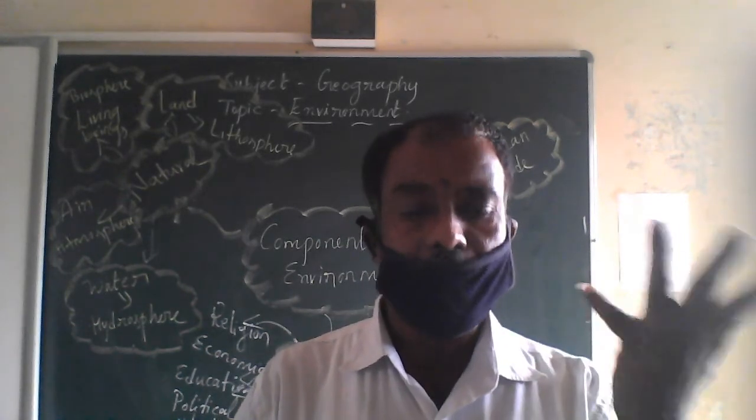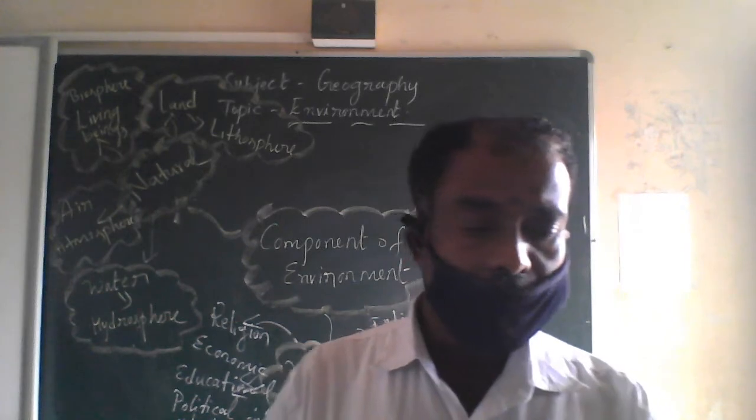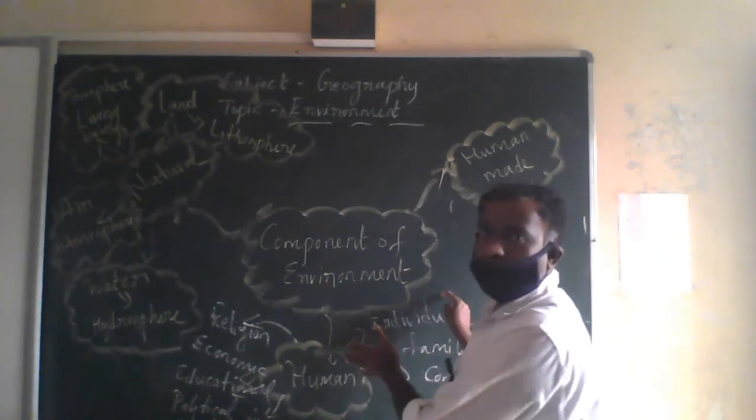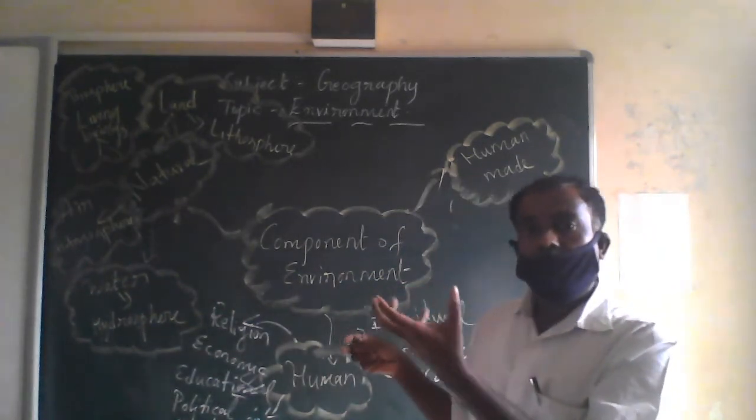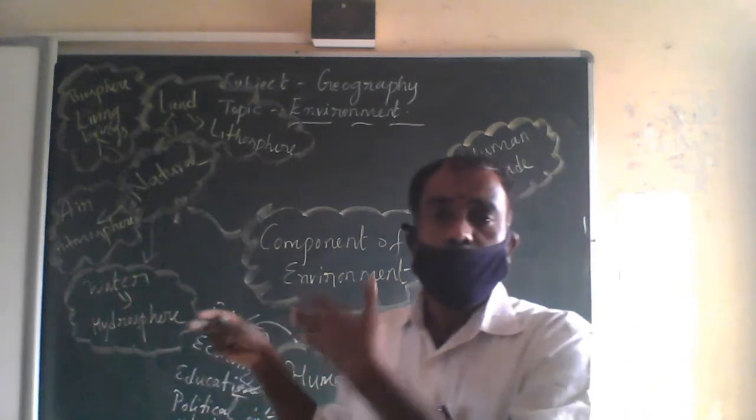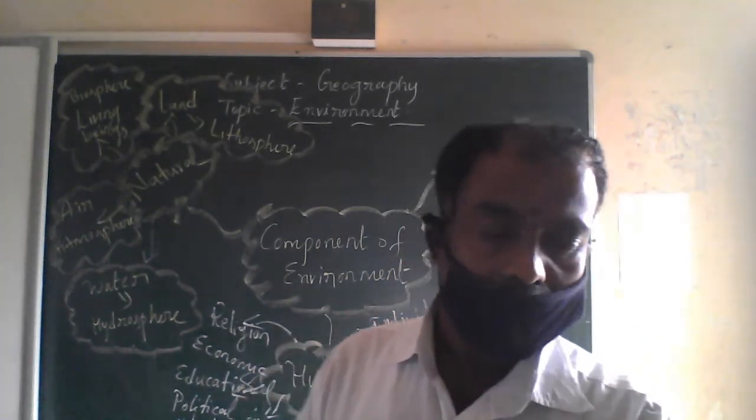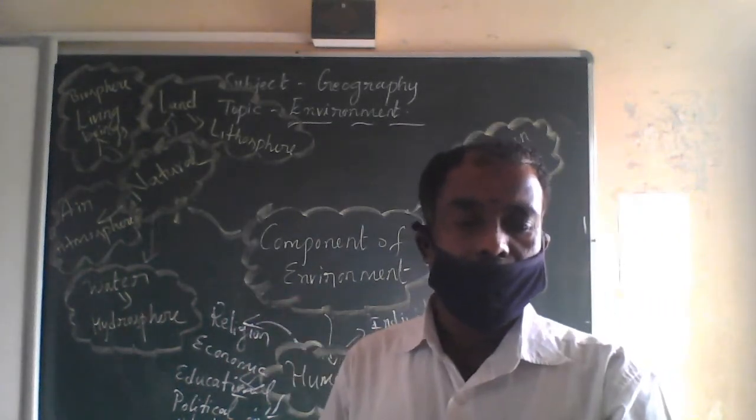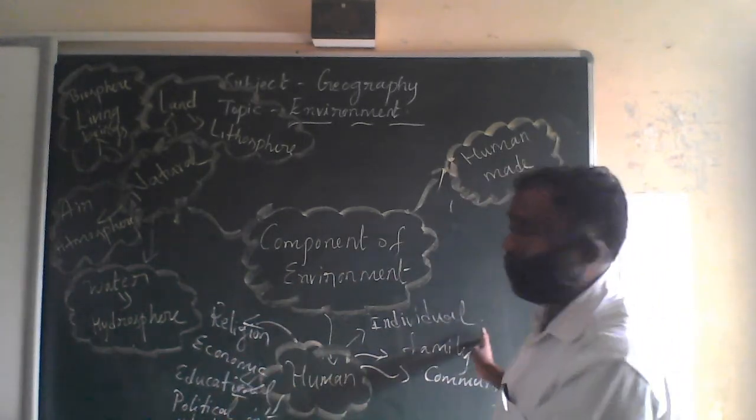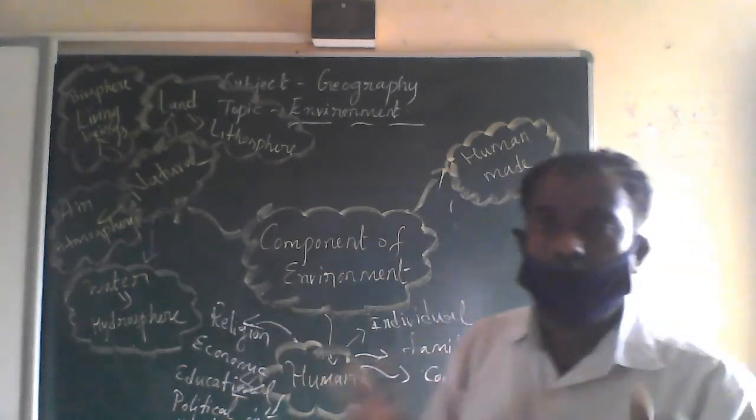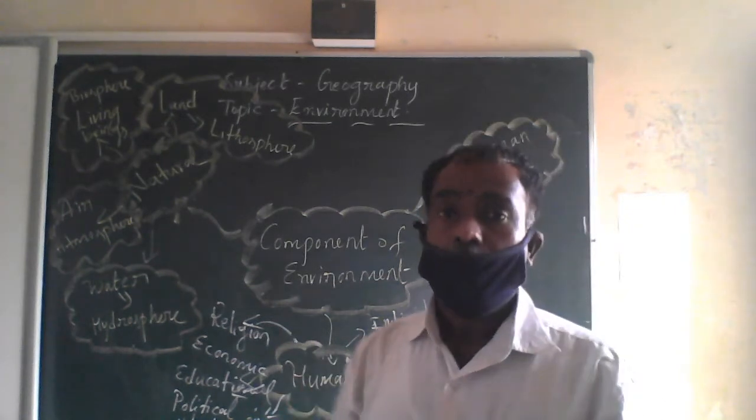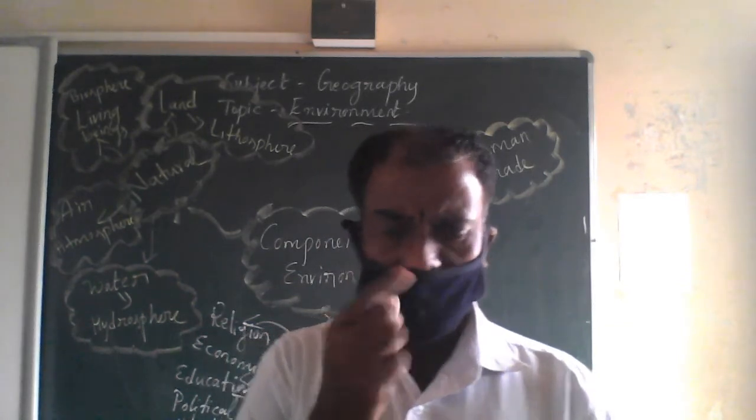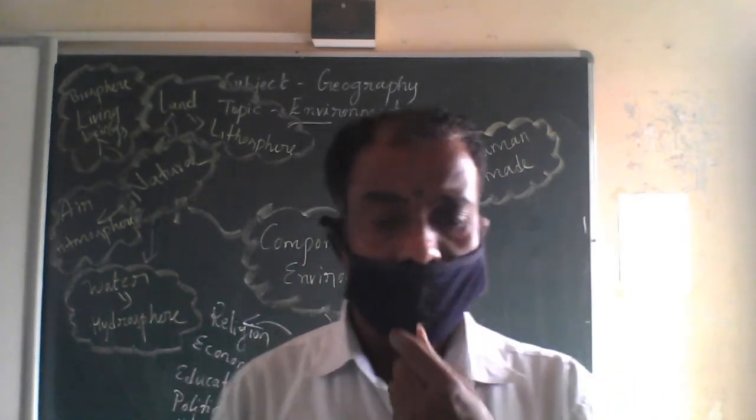Already I gave a lot of examples regarding this. By knowing these major components of the environment, we can come to conclude there are two major other things. There are a lot of things we studied now, and we can bifurcate into two. That is biotic and abiotic. Biotic and abiotic.